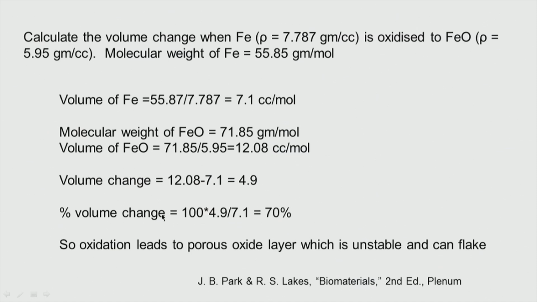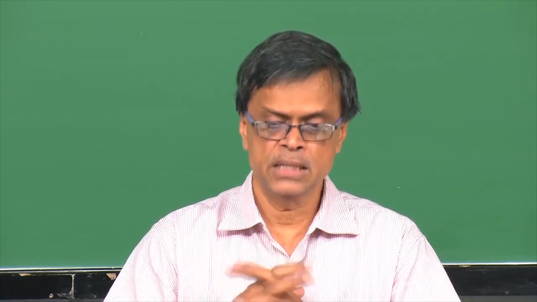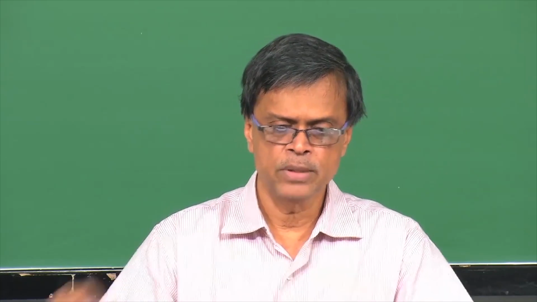Therefore, the percentage volume change is 104.9 divided by the original, about 70%, when iron becomes iron oxide. So, when there is such a big change, what happens? These iron oxides become very unstable, very loose, like a flake, very porous. So, it loses all the mechanical properties unlike the iron. That is a big problem, you understand this problem.